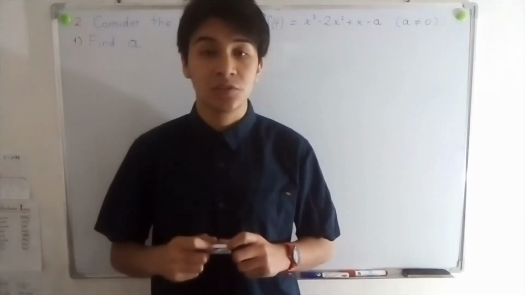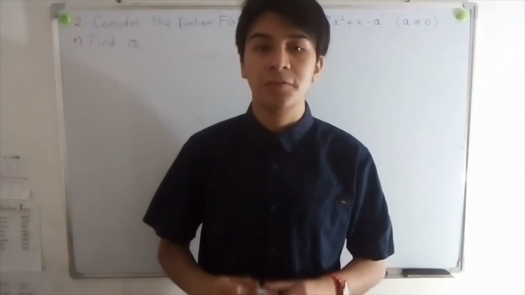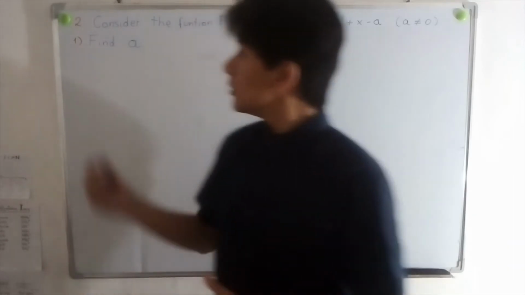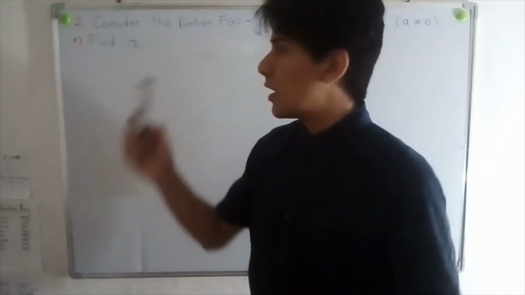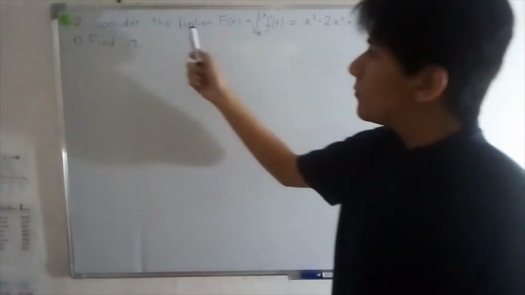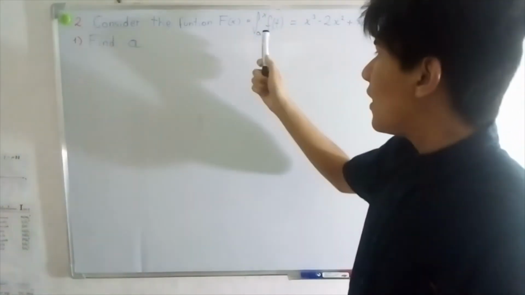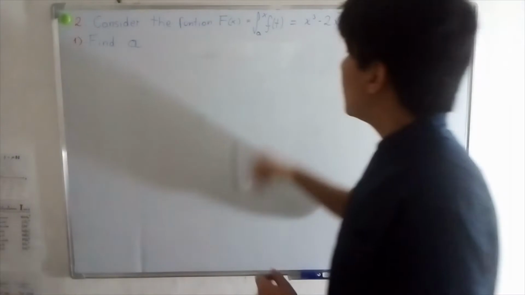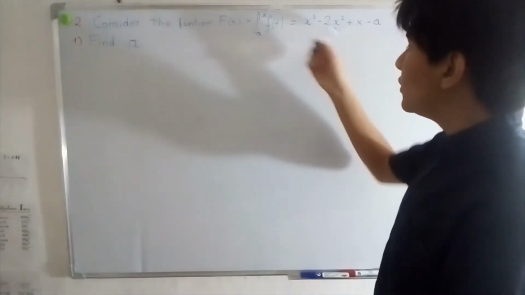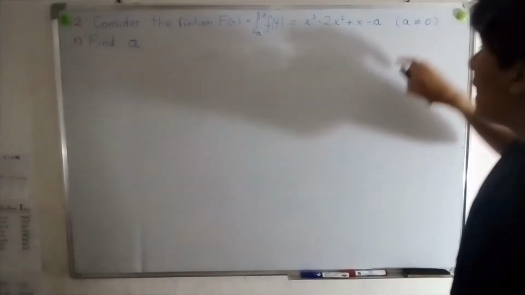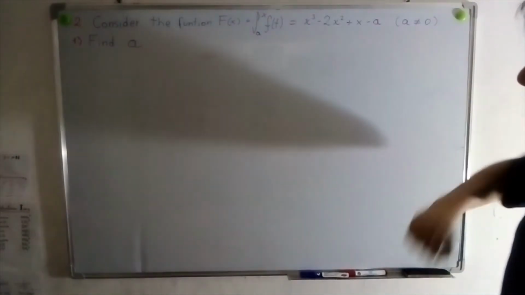Hello, this is part 2 of the mathematics exam of the year 2013. Let's go. The second part says, consider the function capital F equal to the integral from a to x of this expression here, but a is a constant and isn't 0, okay? Find a.